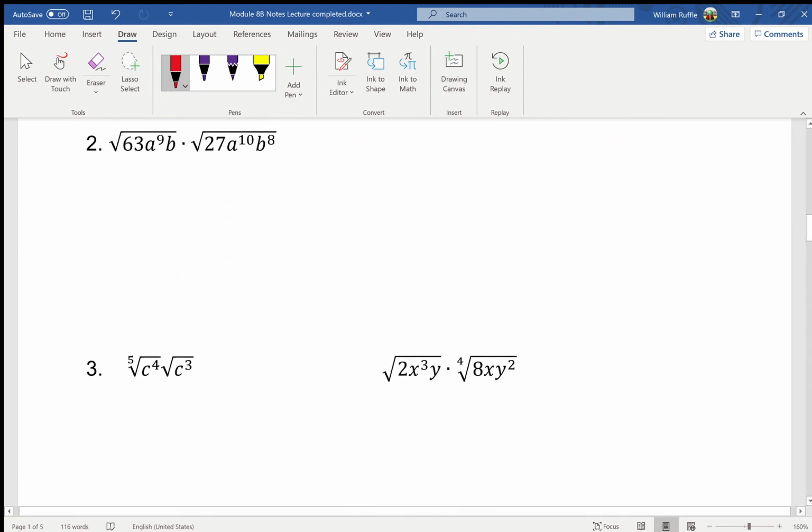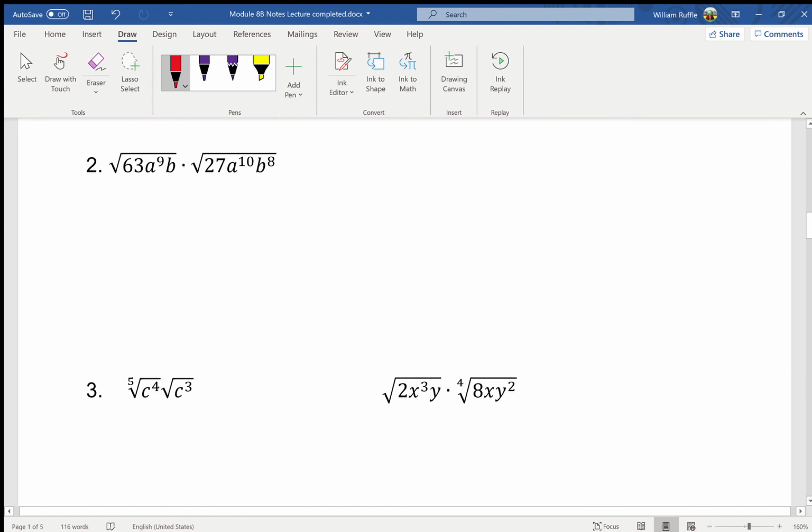Alrighty. And really, we just have these 3 questions here. That's the end of this section. This first one, the numbers are big, so I would definitely split this into 9 times 7, and this is 9 times 3.